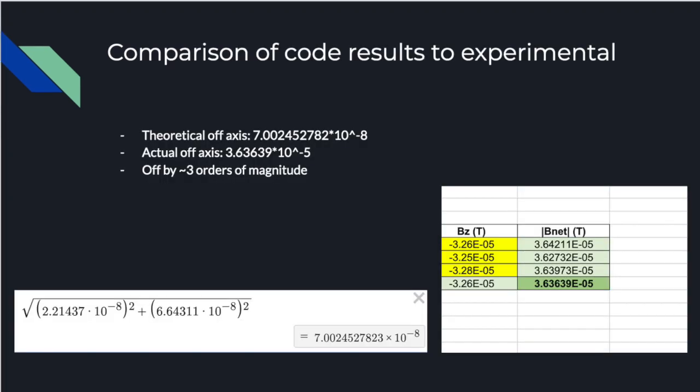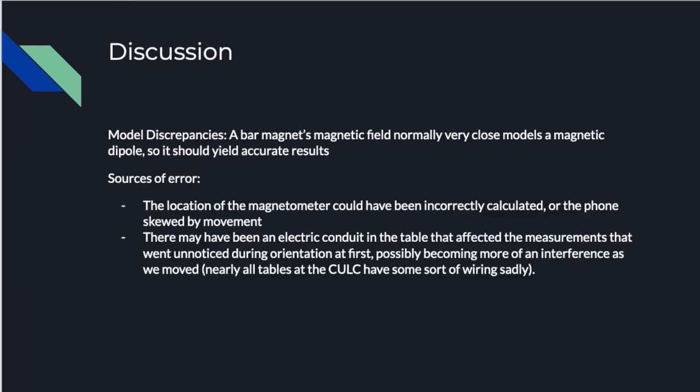So when we compare the theoretical off-axis of 7.00 times 10 to the negative 8 to the actual off-axis of 3.63639 times 10 to the negative 5, we find that we're off by about 3 orders of magnitude, which is a very significant difference. So as stated, there are significant discrepancies with our model comparison to our actual.